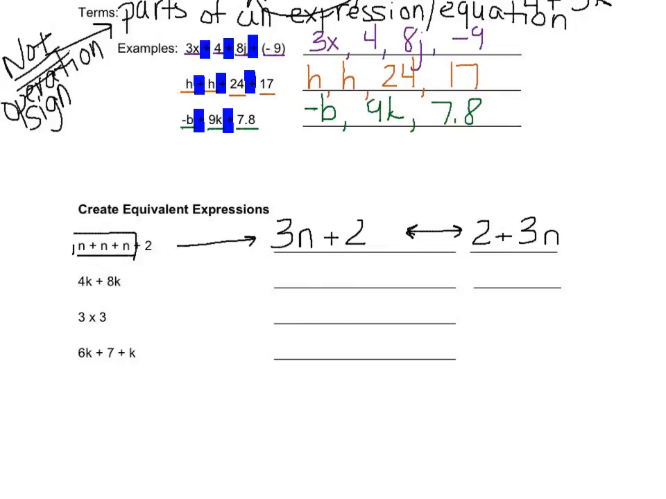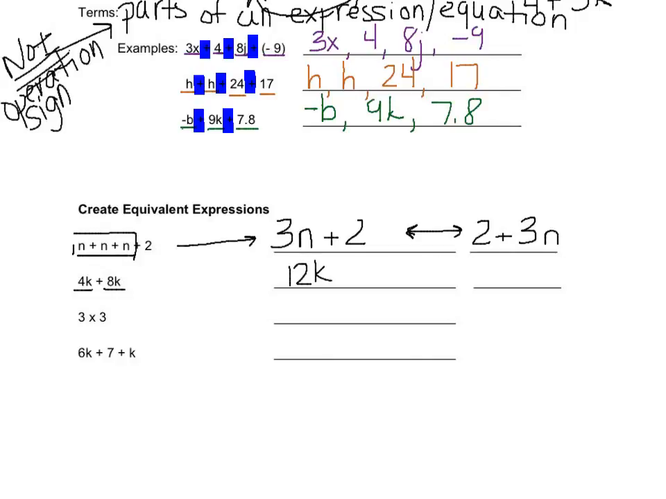So in our second example, we have a 4K and we have an 8K. Both of them have the same variable. That means we can combine them together. So I would have a total of 12K.